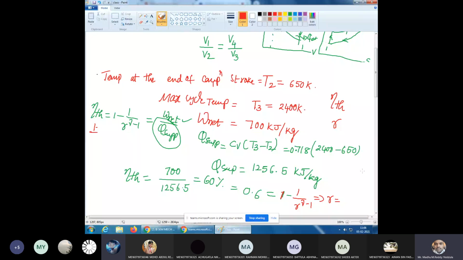Sir, how did we get gamma? Gamma is fixed for air, that is the adiabatic index. Usually, gamma can be calculated by dividing Cp by Cv. Cp value is 1.005 and Cv is 0.718. If you divide these, you will also get gamma. This is a standard value for air.